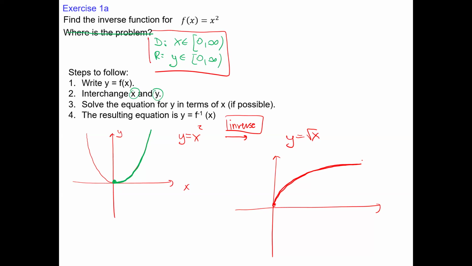Please remember that if we are asked to find the inverse, we always have to check if the function is one-to-one. If it's not, we may restrict the domain. Okay, we good?